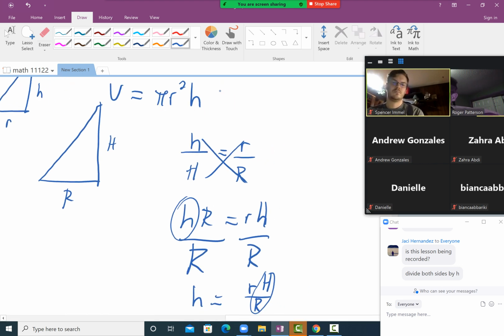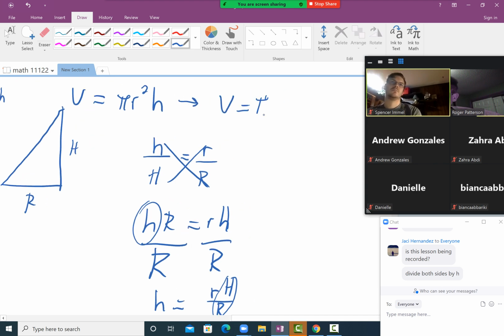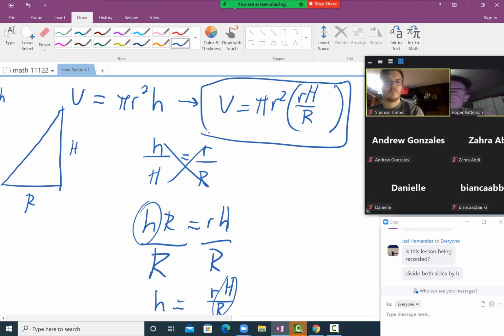All right. So now what I'm going to do is take this V and go pi r squared times big H over big R. Okay, and there's my volume. Okay, so you can kind of see why we're doing these, because it's a little crazy looking stuff. All right, and this is just if we took, because you can move that inside, right? We could have pi times r cubed.